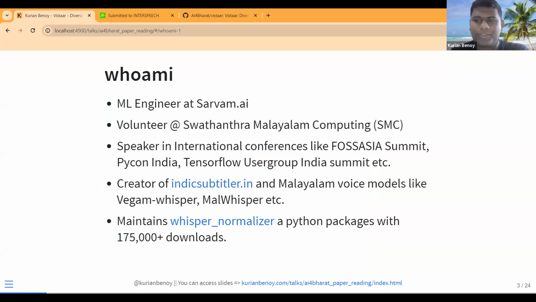And I have spoken at a few international conferences, especially FOSS and Python, which are some of my strong points. I have spoken at Python India thrice. I also maintain an open source package called Vistaar Normalizer, which has about 175,000 total downloads, and I'm also the creator of Index Subtitling.